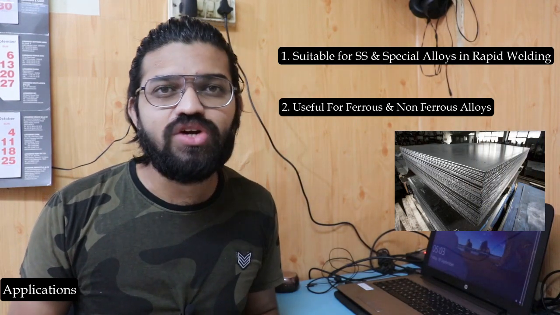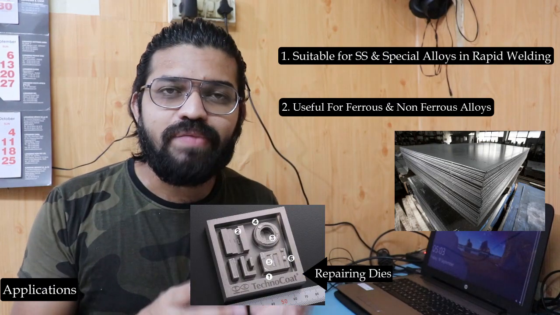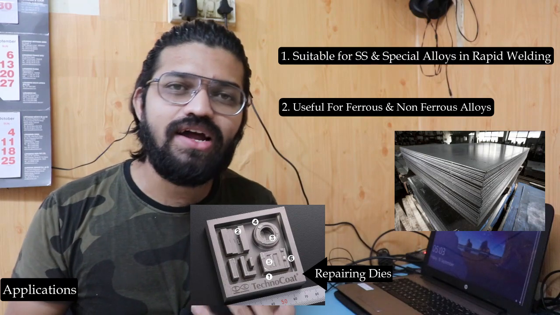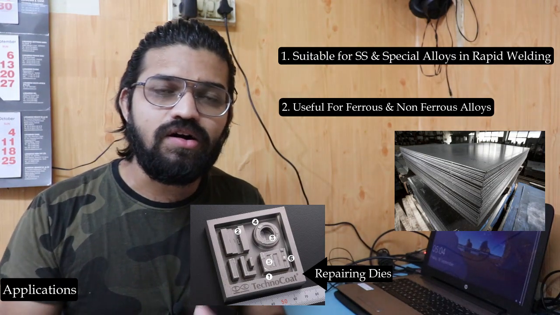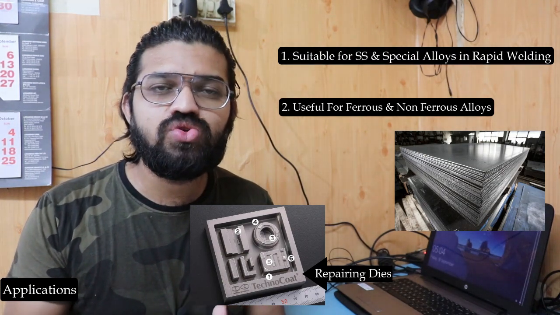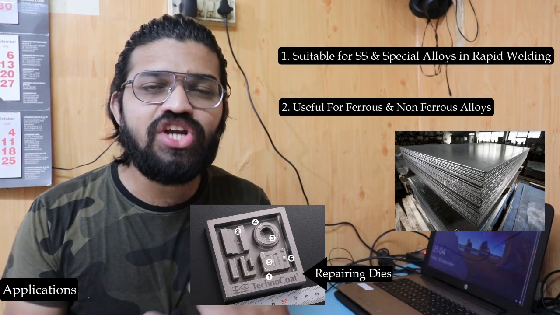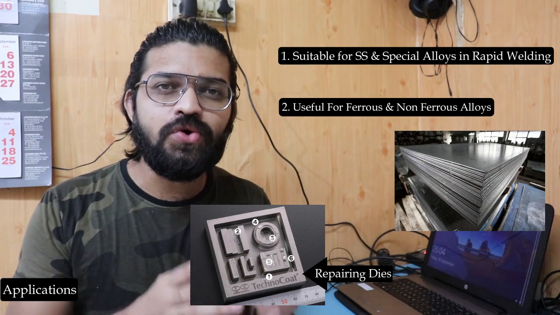This process is mainly suitable for repairing dies and repairing tools where hard surfacing and joining parts are required. Also guys, this particular type of welding process can be used in very precise welding work, like correcting machining errors. So guys, in today's video we have learned about the atomic hydrogen welding.